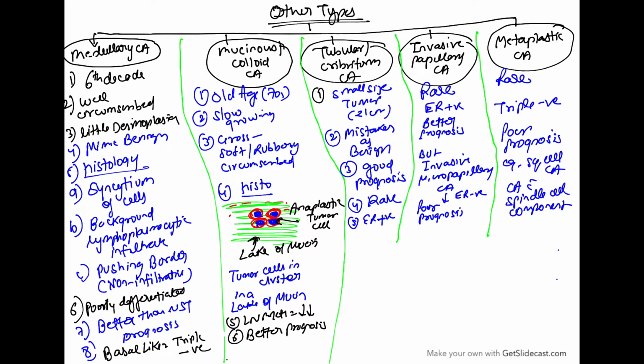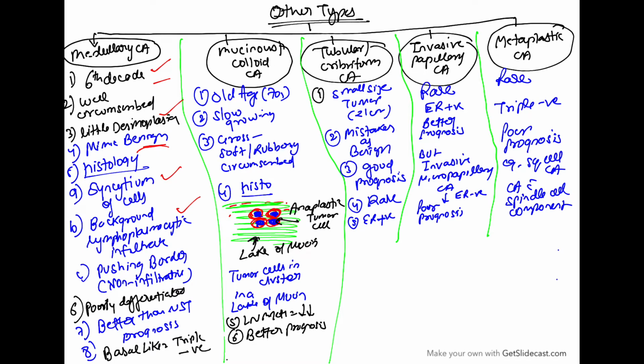We'll see very briefly all of them: medullary carcinoma, mucinous or colloid, tubular, cribriform, invasive papillary or metaplastic. First of all, medullary carcinoma is usually seen in the 6th decade. It's a very well circumscribed tumor with little desmoplasia, and it mimics a benign tumor. Histologically, there are 3 characteristic findings. One is syncytium formation. Second, there is a background of lymphoplasmacytic infiltrate, a lymphoid background, and it has pushing borders.